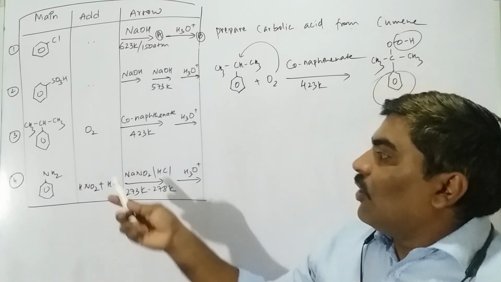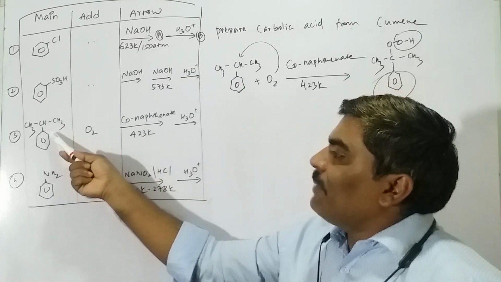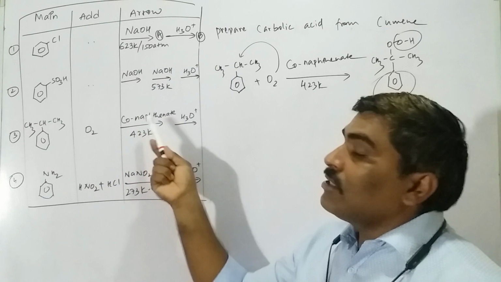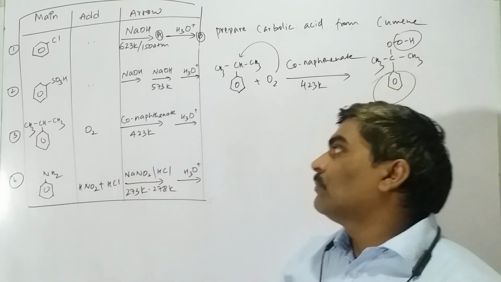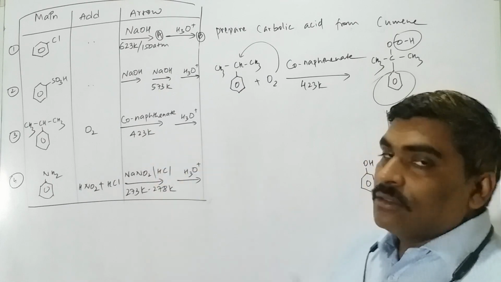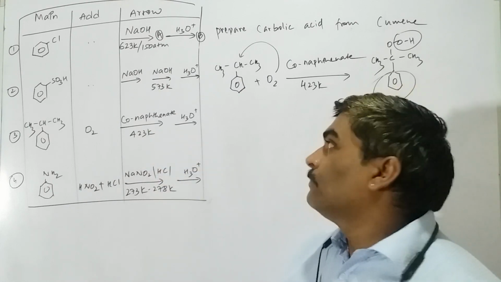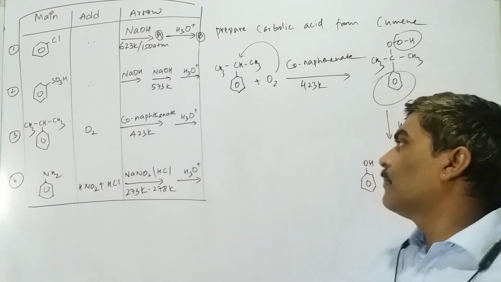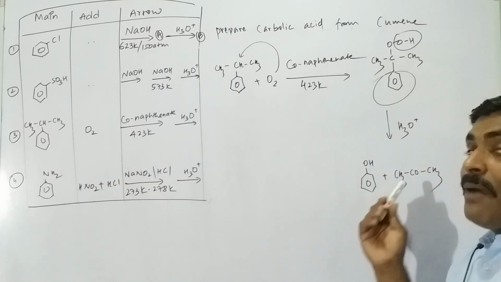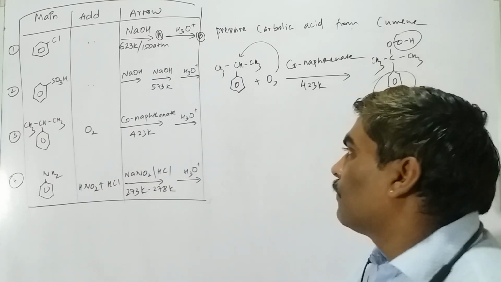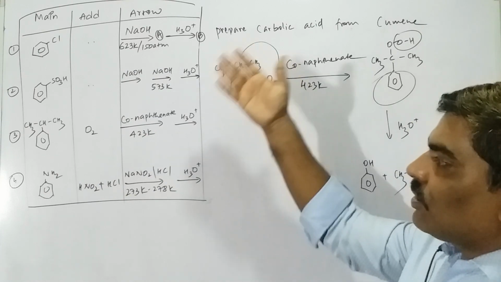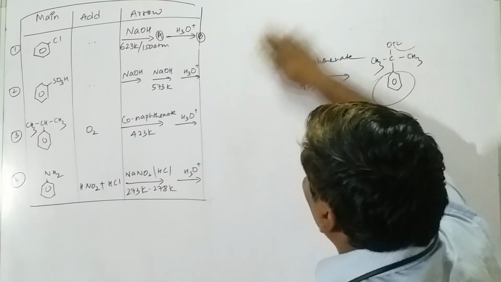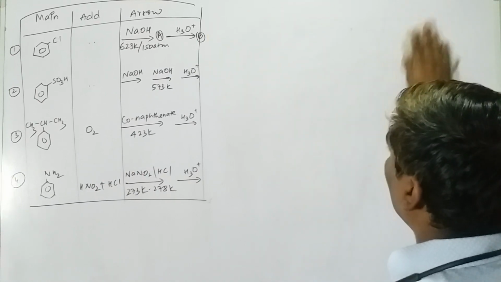See, from this we got the idea. Cumene, isopropyl benzene, is heated with oxygen in presence of cobalt naphthenate. It gives cumene hydroperoxide, which on further acid hydrolysis gives phenol, and this byproduct is important, acetone. Okay, so almost 3 methods of preparation are done. Now the last method of preparation, that is from aniline.